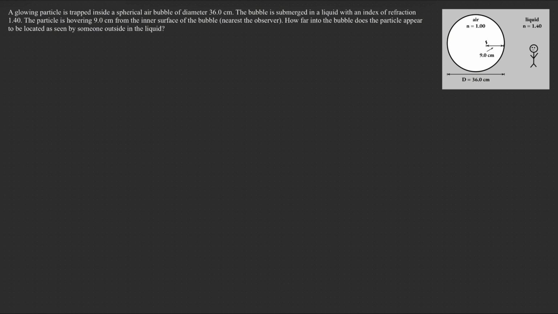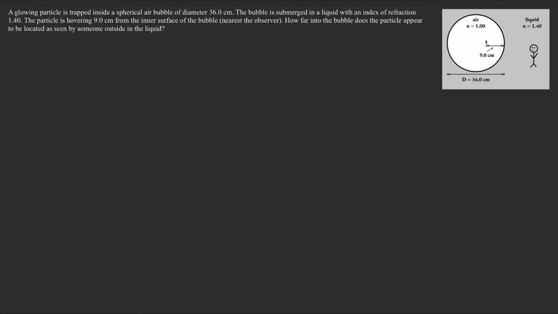So for this problem, we have a similar situation. We have a sphere, but this time our sphere is made of air, and it's submerged inside of a liquid with an index of refraction of 1.4. We're given that the diameter of the sphere is 36 centimeters. We're given that the object is 9 centimeters from the refracting surface. And we're given that the index of refraction of air is 1.